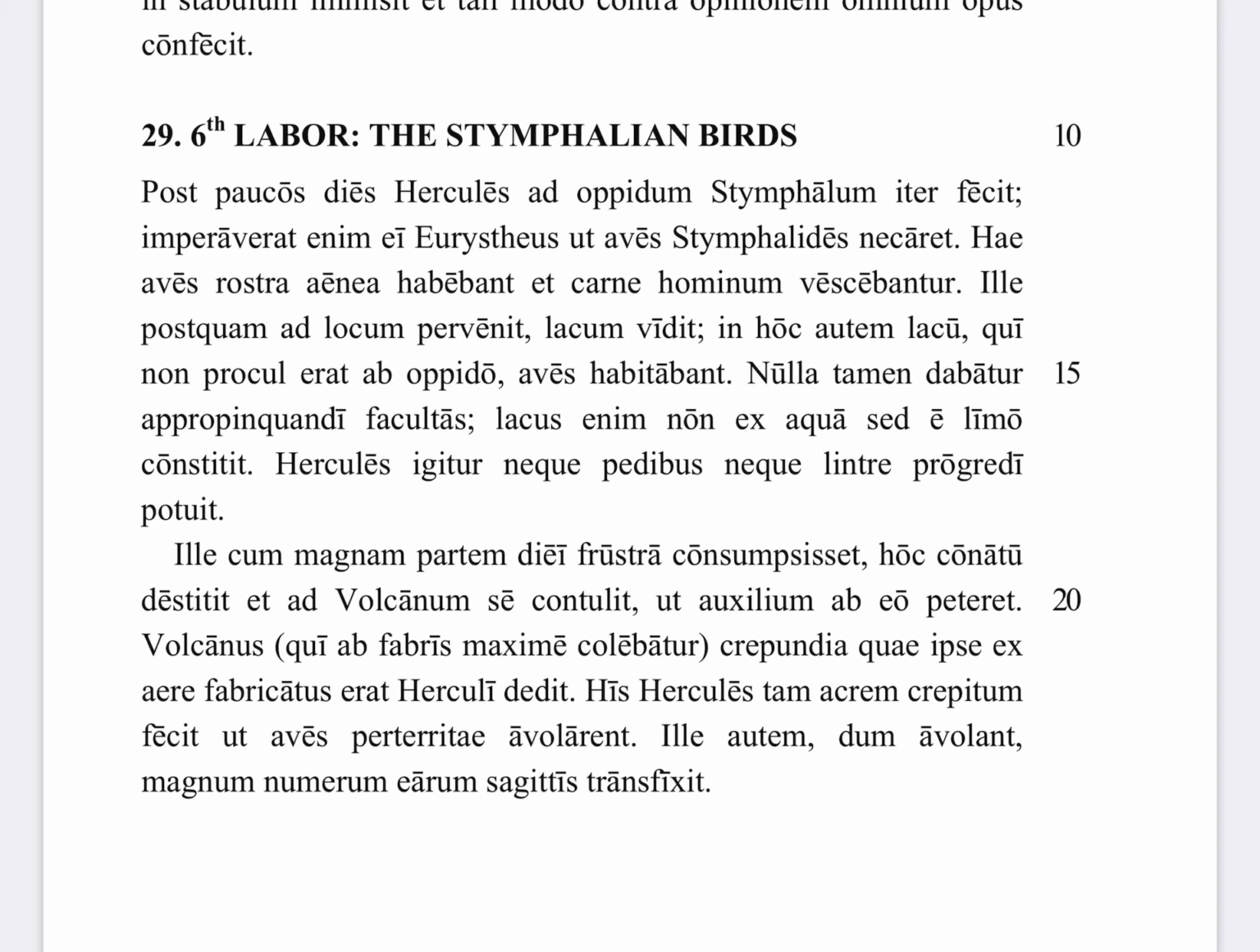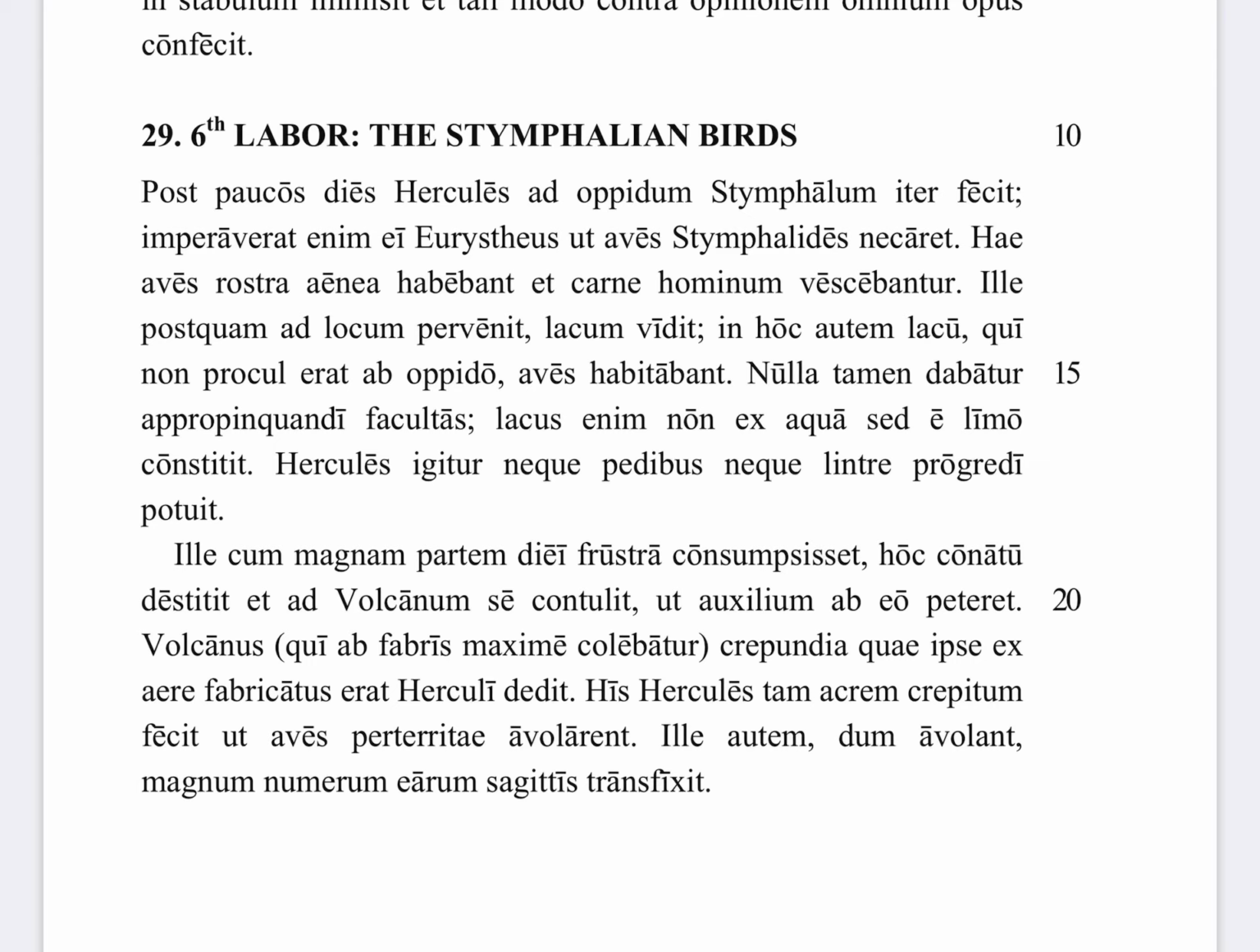Post paucos dies, after a few days, Hercules ad oppidum Stymphalium iter fecit. Hercules made a journey to the town of Stymphalus. Now, Stymphalus, there's a lake there, and here he's going to basically rid it of the birds. Let's see what it says.